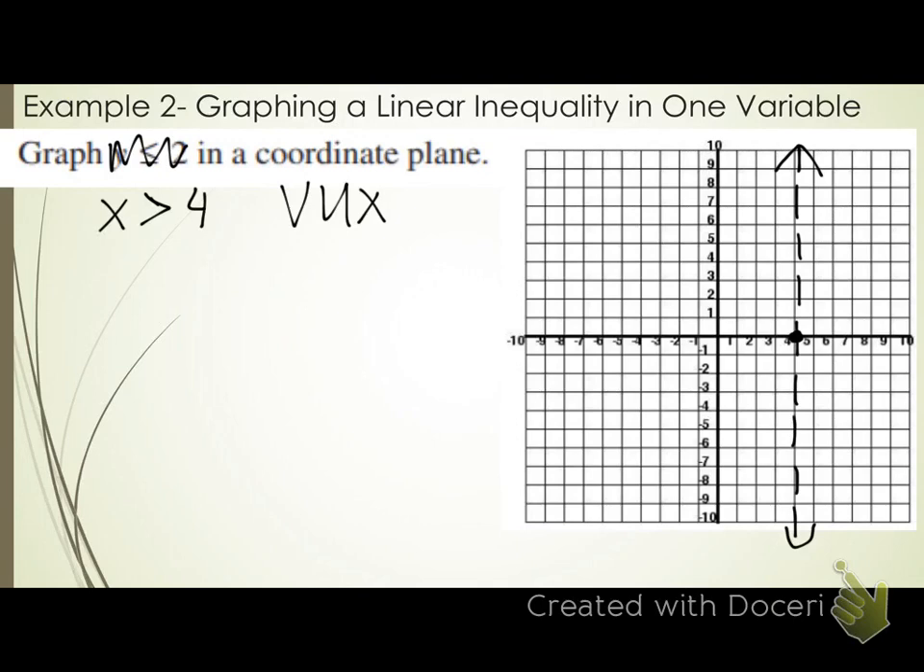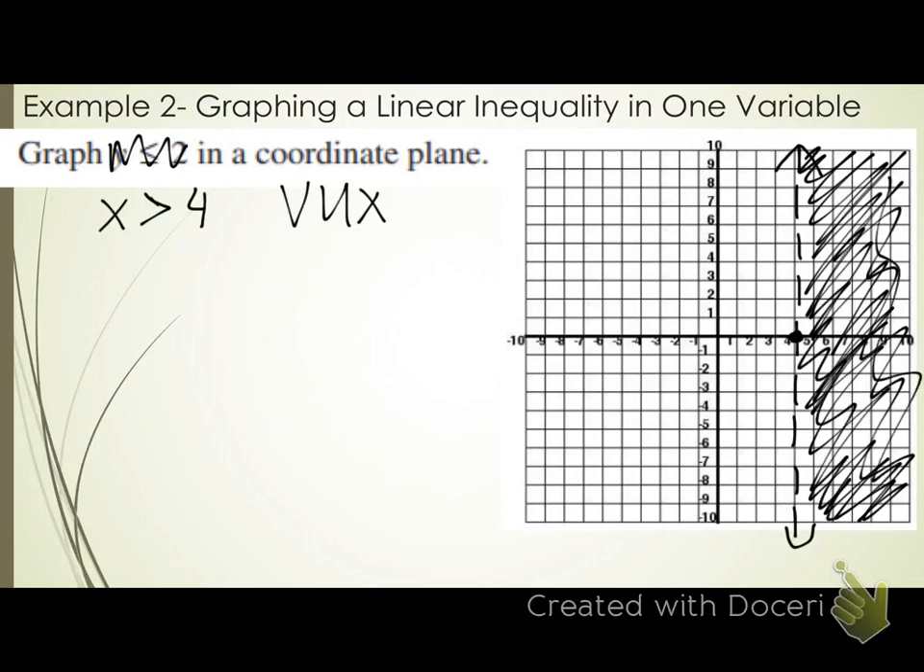So if we're using my method to shade, x is greater than 4. Well, think about the x-axis like a number line here. If I want values that are greater than 4, would that be to the left or right of 4? To the right. It's also pointing to the right. So I'd be shading over here, this half plane.